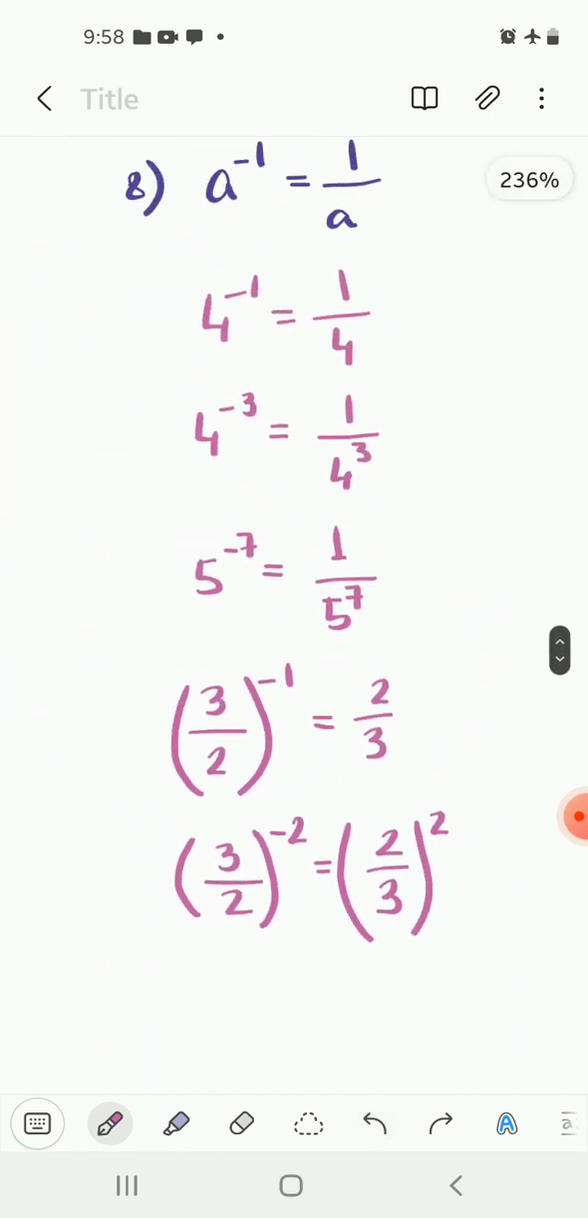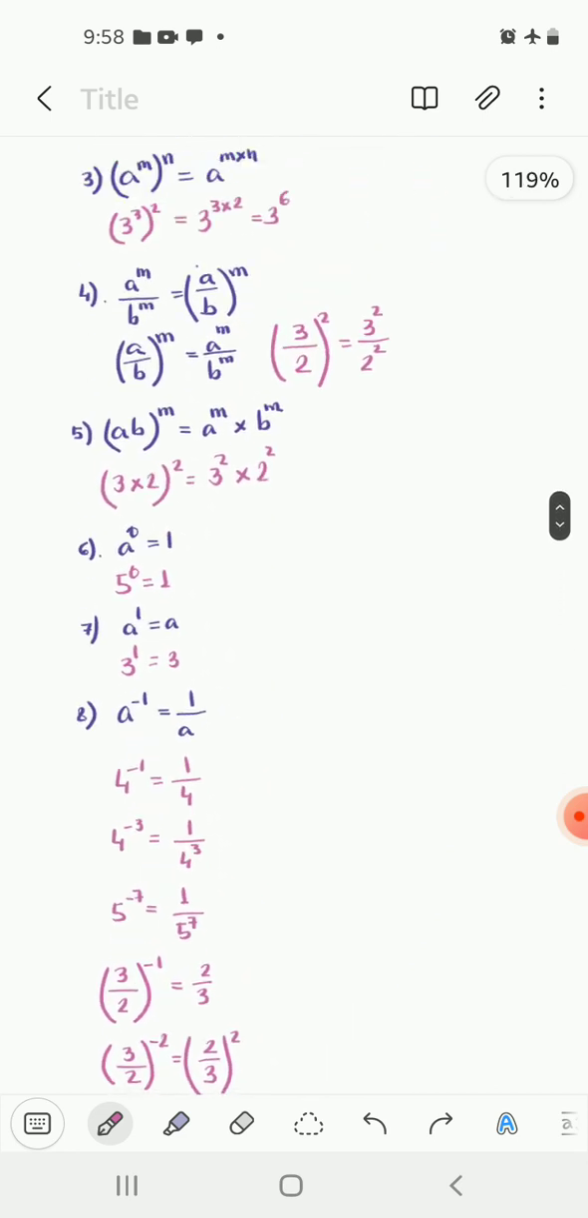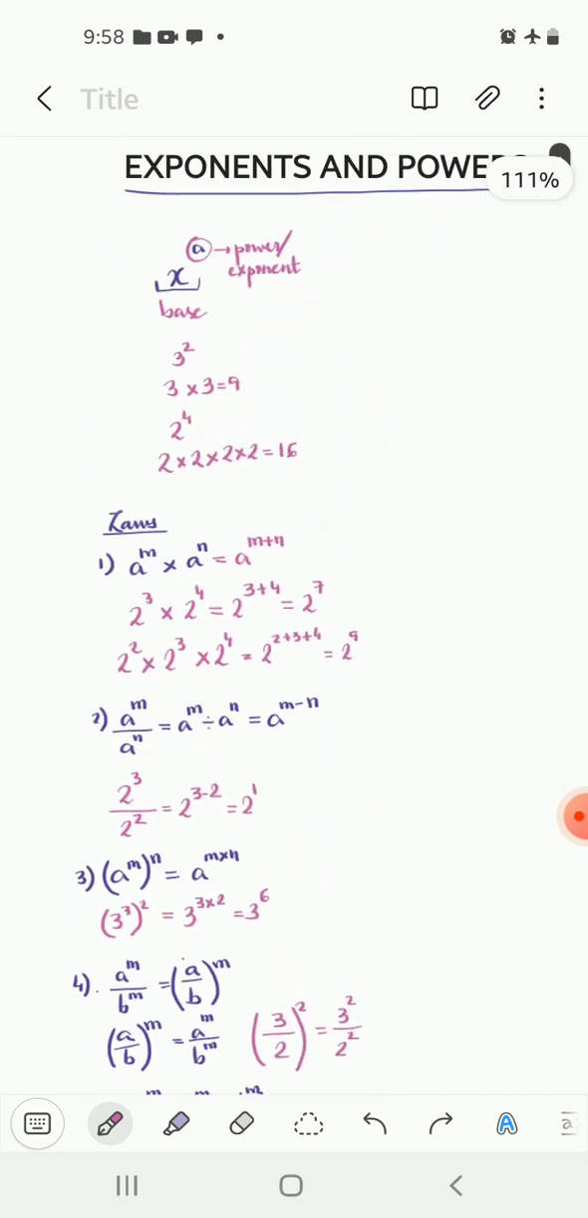So basically these are all the laws that you need to remember very well in order to understand law of indices.